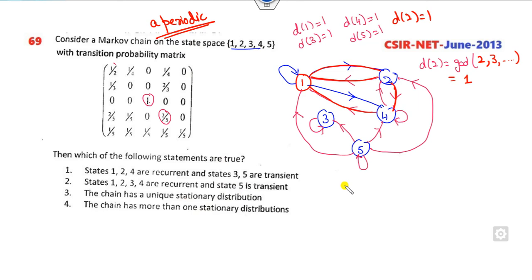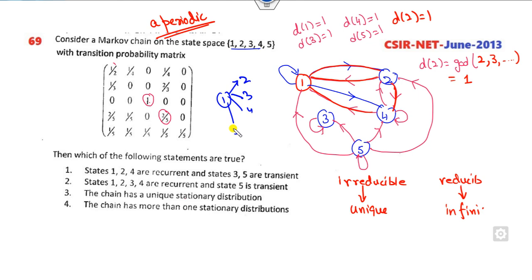Now check whether it's irreducible or reducible. If you prove that it's irreducible, then we will get a unique stationary distribution. If you prove it's reducible, then we will get infinitely many stationary distributions. So look at that. Is it possible to go from the 1 to each state? 1, 2, 3, 4 and 5. 1 to 2 possible. 1 to 4 is possible. 1 to 3 not possible. 1 to 5 is also not possible.